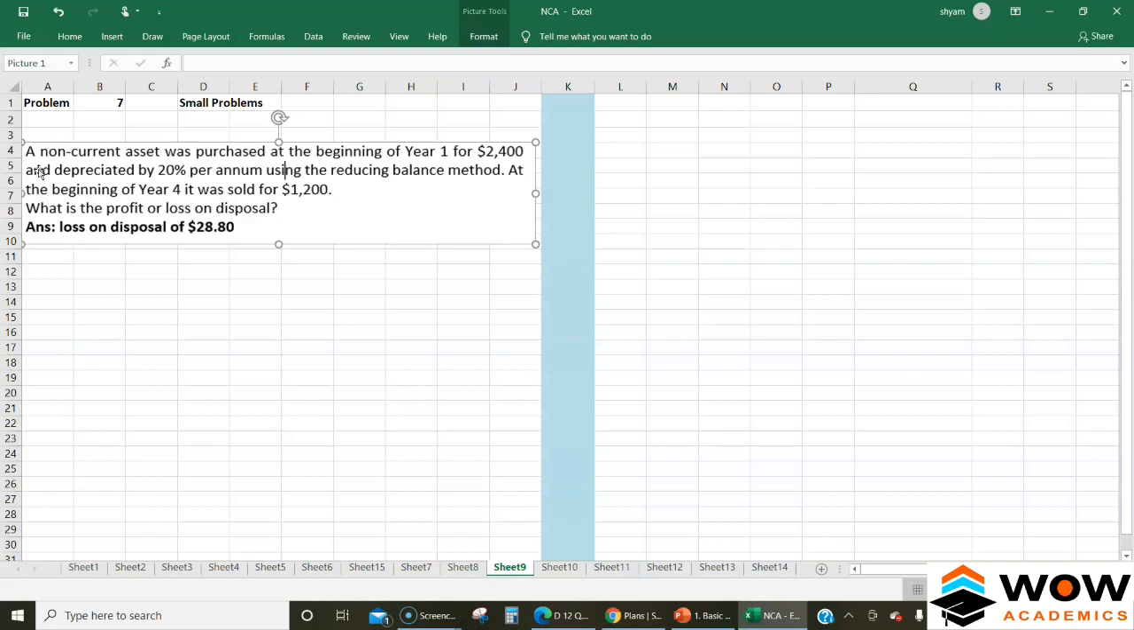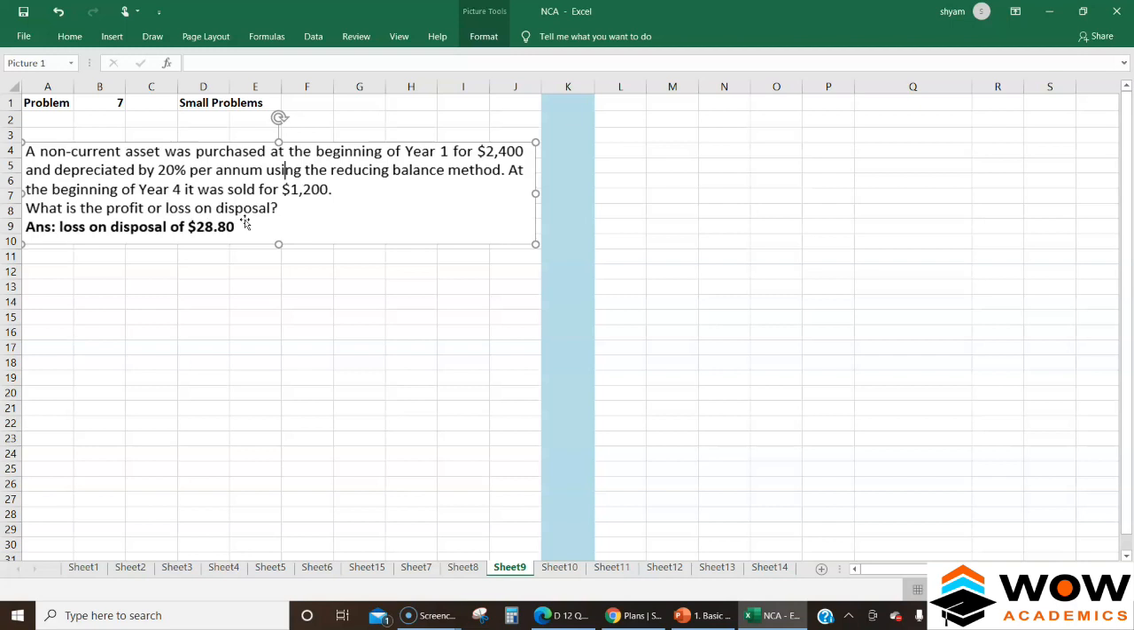A non-current asset was purchased at the beginning of year 1 for 2400 and depreciated by 20% per annum using the reducing balance method. At the beginning of year 4, it was sold for 1200. What is the profit or loss on disposal?